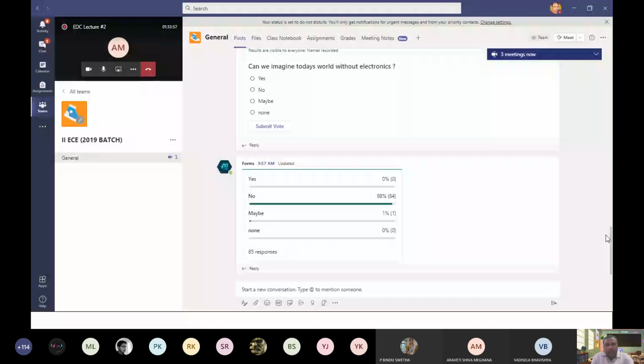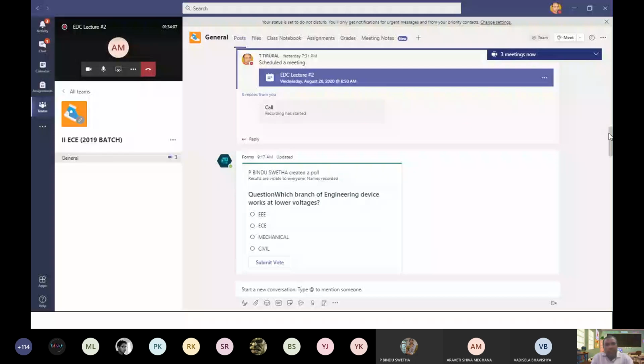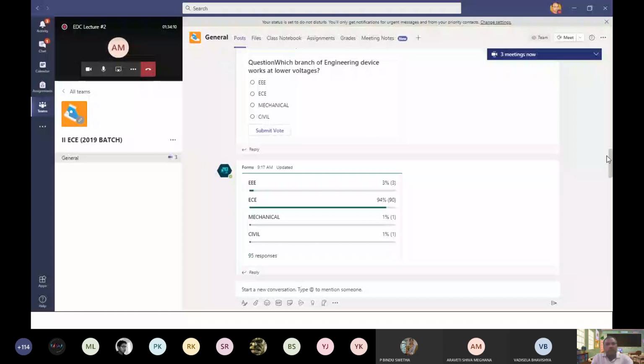I will conclude the answers for today. The first poll question is, which branch of engineering works at lower voltages? It is ECE, because a diode works at how much potential? 0.2 volts for germanium, 0.6 volts for silicon. So lower voltages means ECE. Higher voltages means what? Triple E.